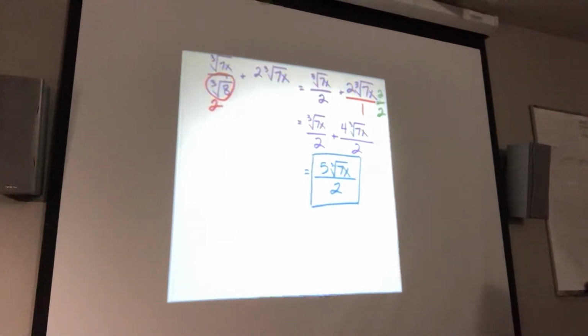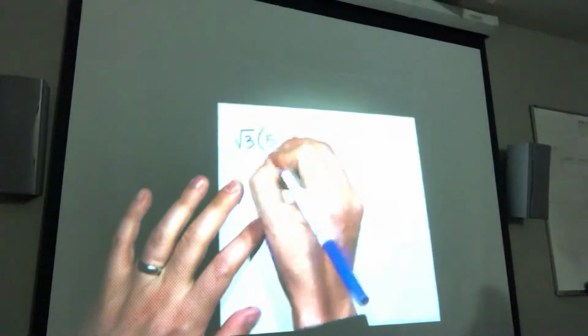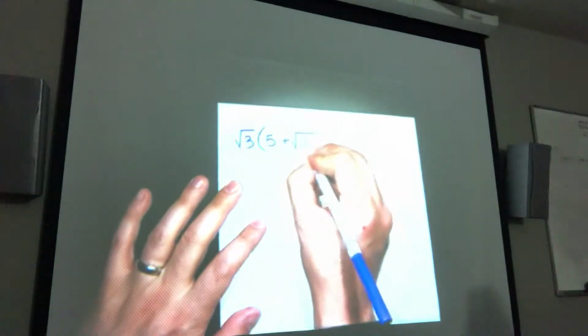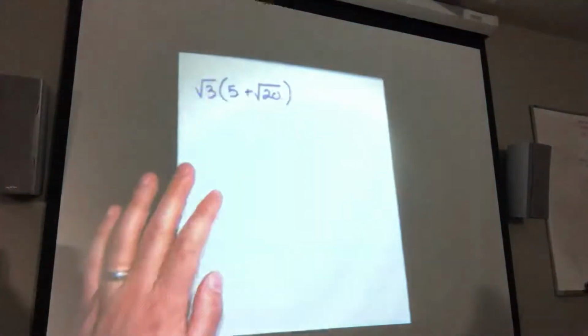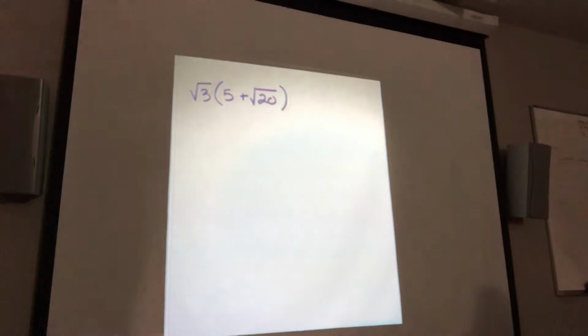Now the reason we started off with adding and subtracting is because the next thing we're going to learn is how to multiply them, and sometimes multiplying them uses addition and subtraction, like this. That is the square root of 3 times 5 plus the square root of 20.